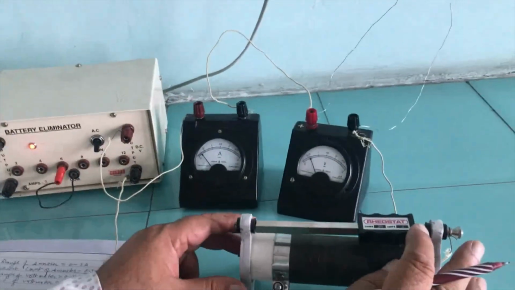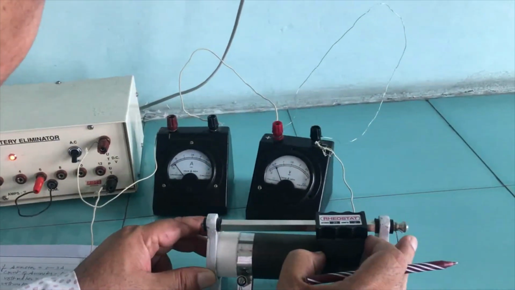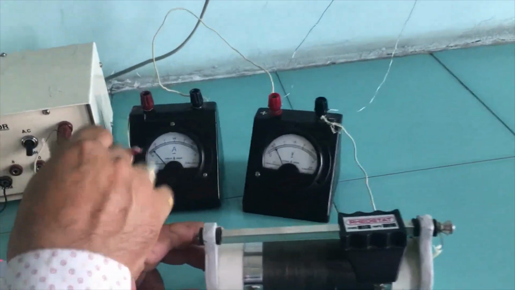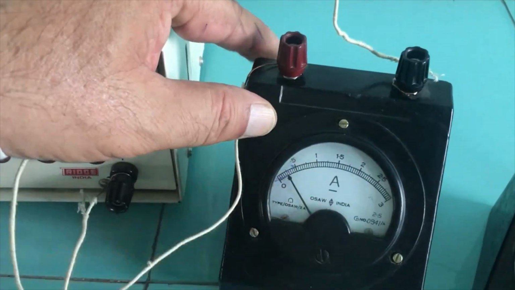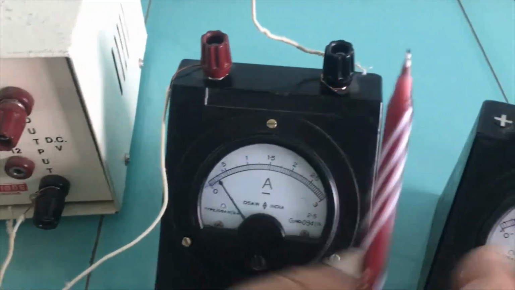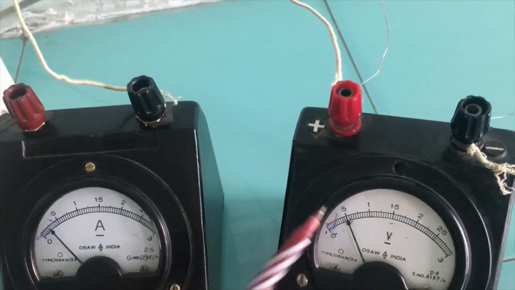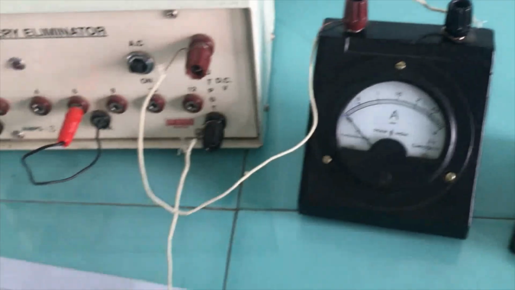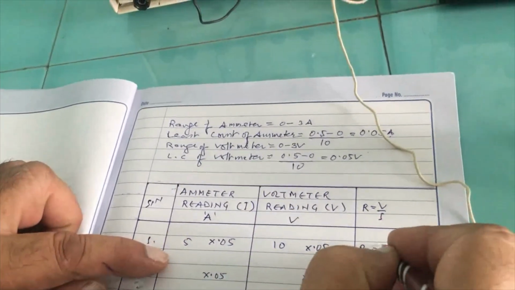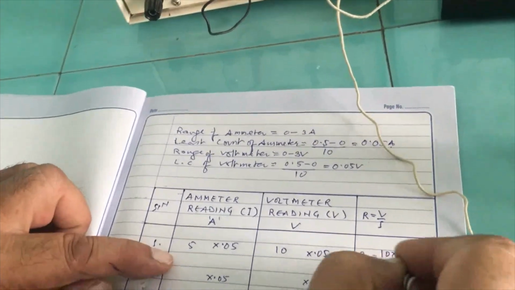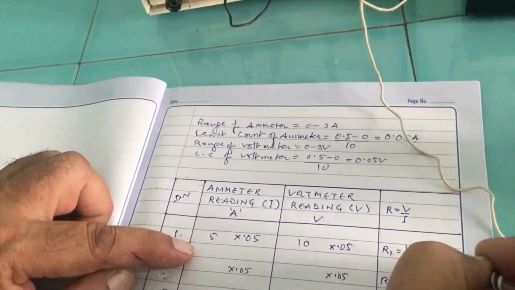Now this is the slider. I am moving the slider and bringing it to the lowest division. You can see it is on the 5th division, and the voltmeter is on the 10th division. So I am going to switch it off. Now it is 5 into 0.05 and 10 into 0.05, where 0.05 is the least count. Here we find 10 into 0.05 upon 5 into 0.05. We get 2 ohm resistance, right?